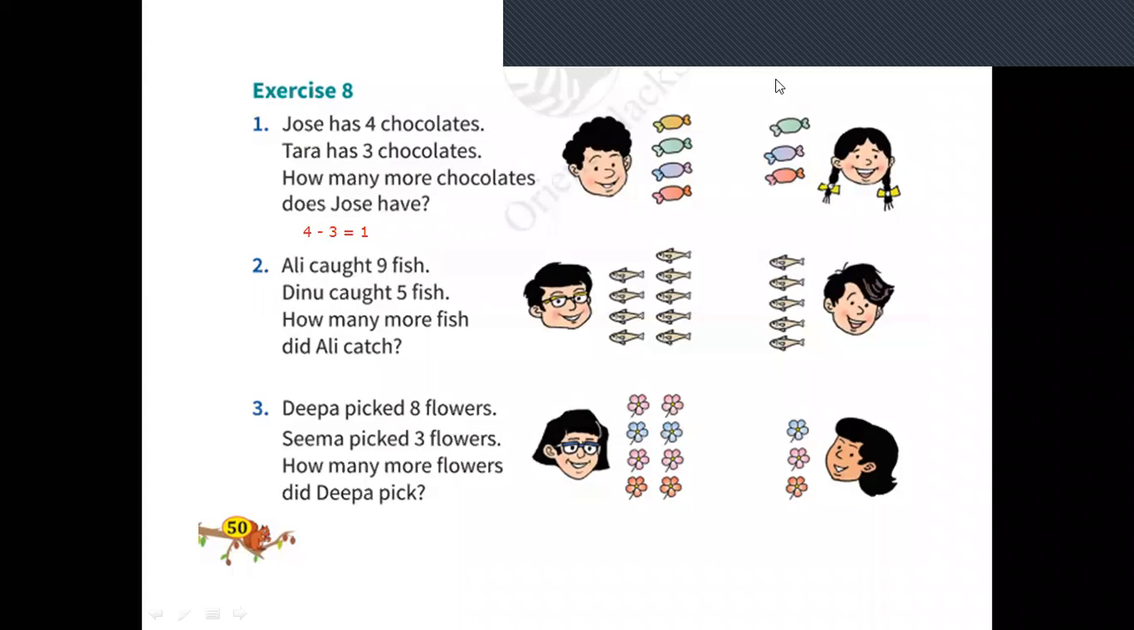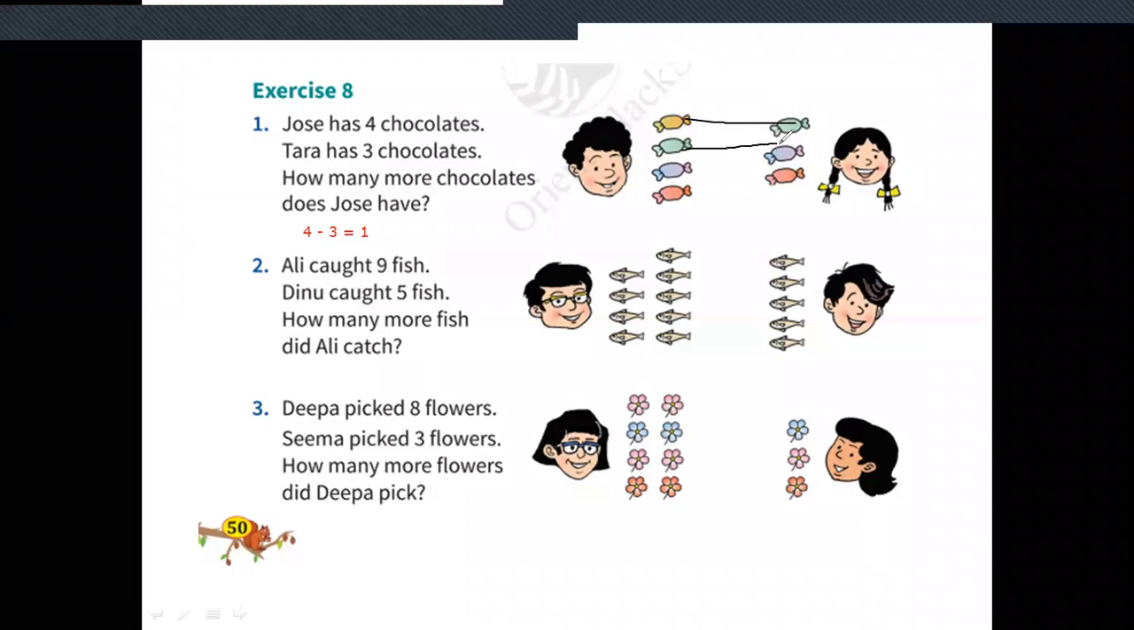Again, you can do it in this way. See, by matching. 1, 2, 3. How many are left now? Just 1 is left. See here, either this way or you can match and find it out.